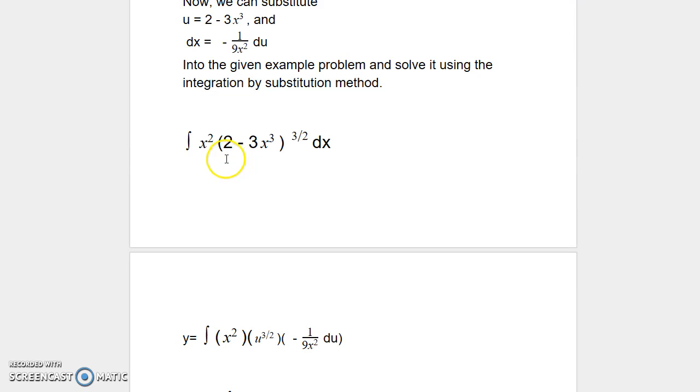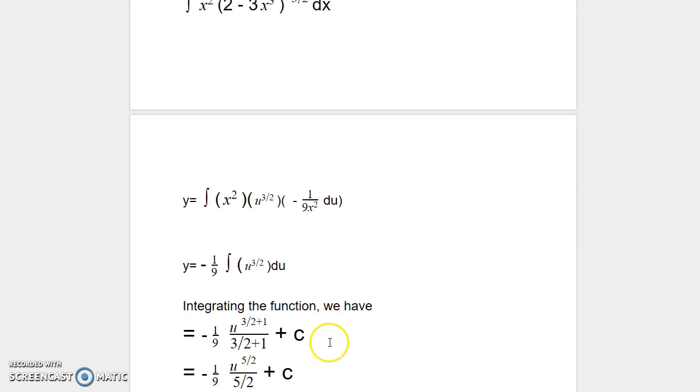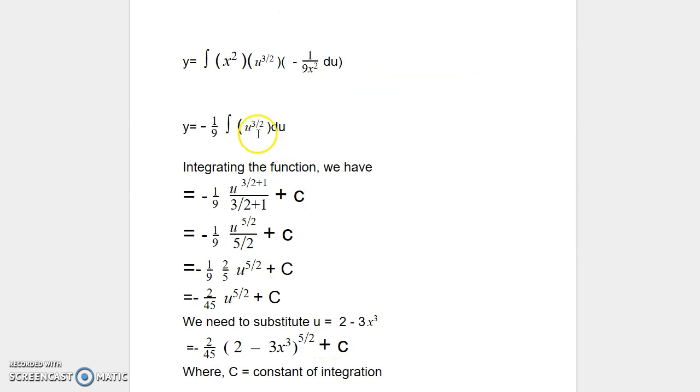So wherever we see 2 minus 3x cubed, we're going to replace that by u as shown here. So therefore, we have integral x squared, which is the same. 2 minus 3x cubed, I'm going to replace that by u, and then that is raised to the power of 3 over 2, and therefore u to the power of 3 over 2. And then instead of dx, I can write minus 1 over 9x squared du, like that. So now we're going to simplify it some more.